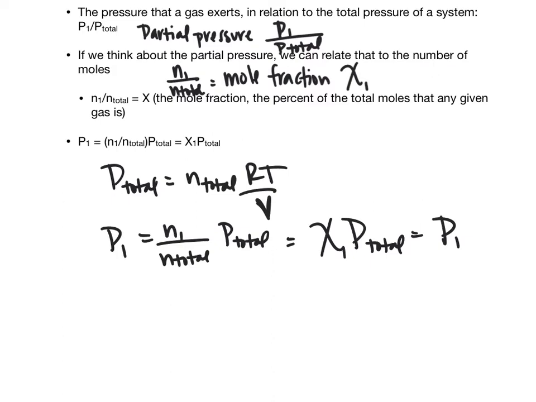So this is going to allow us to more easily determine the partial pressure of any gas as long as we know the mole fraction and the total pressure. And we can calculate the P total using PV equals nRT if needed.